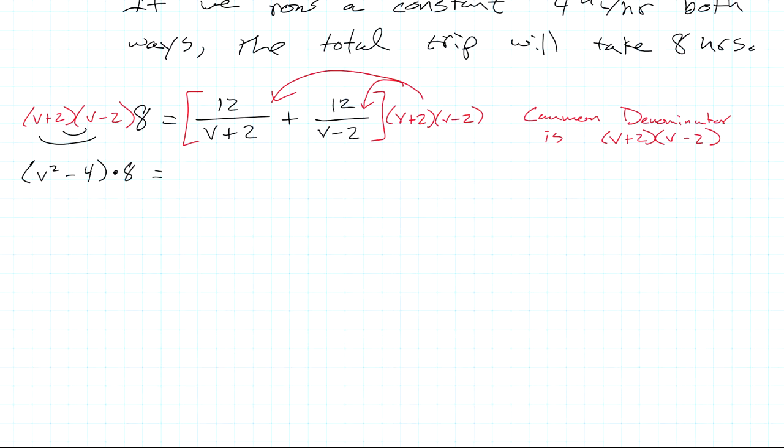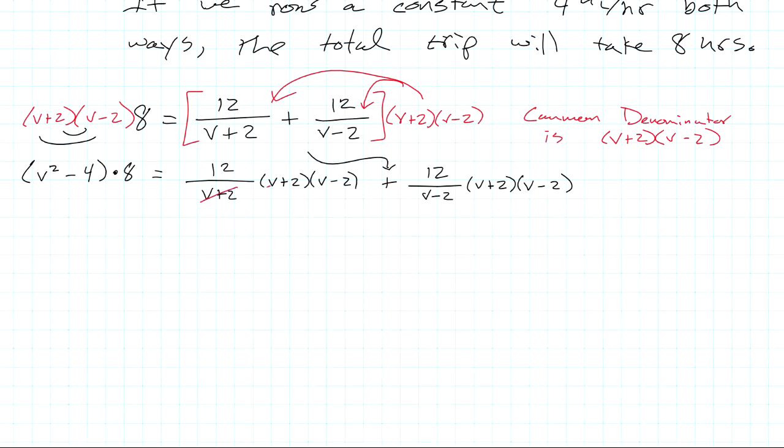Over here, I'm going to do this in a couple of steps. I'm going to keep the 12 over v plus 2, and then we're multiplying this by v plus 2, v minus 2, and then this plus is going to go right there. And then I have the second fraction, 12 over v minus 2, and this is going to get multiplied by v plus 2 times v minus 2. Nice. So what we can do right away here is cancel the v plus 2's, and then in the second fraction we can cancel the v minus 2's.